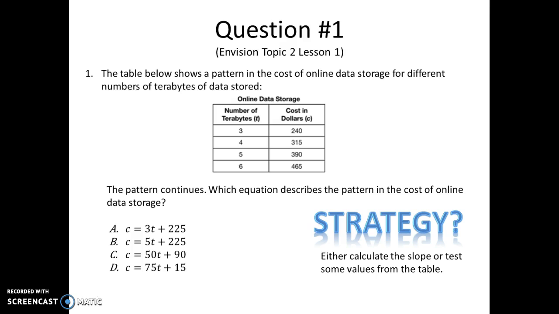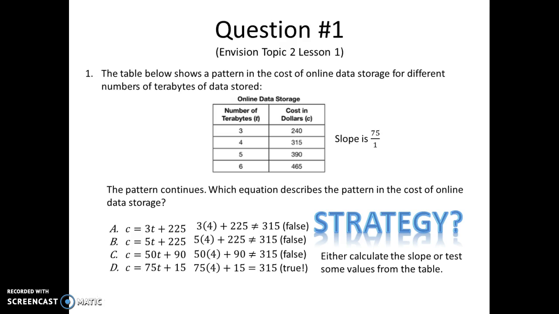I would calculate the slope or test some values in the given equations. The slope is 75 over 1. Remember, it's change in y over change in x. If you test x equals 4, the only correct answer is D. You can also see that the slope in letter D is 75. That's the coefficient of t. Did you get that one?